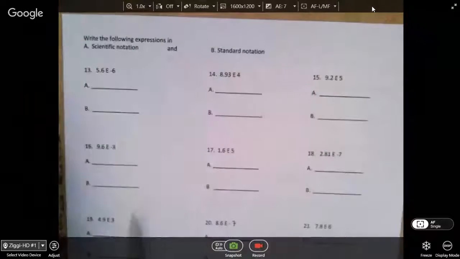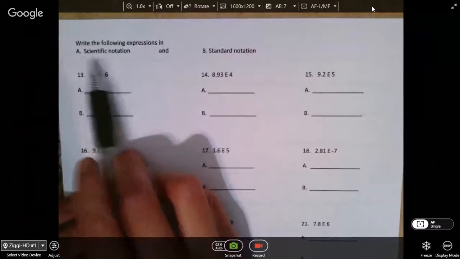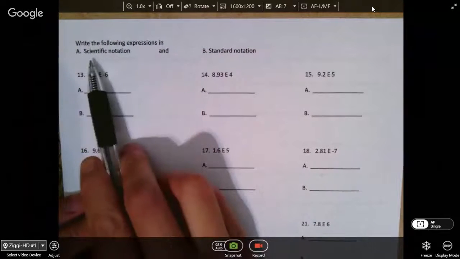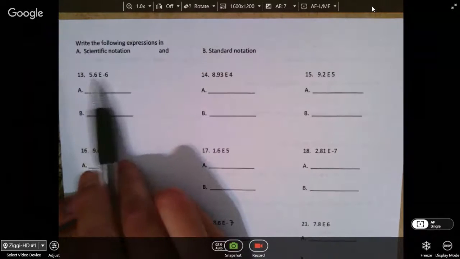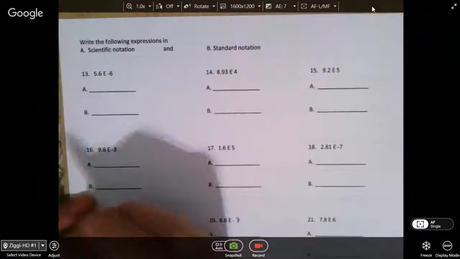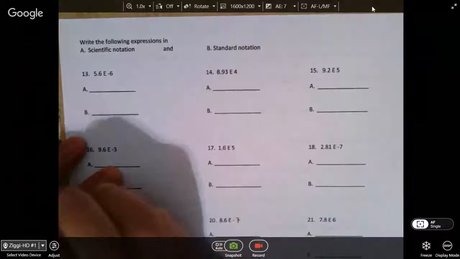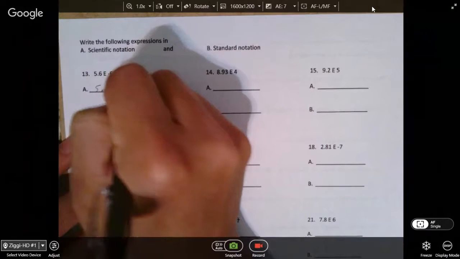So on this sheet, you're looking here, it says to write the following expressions in scientific notation in A and standard notation in B. And they give you E notation. This is an example of what the calculator would give you. So in scientific notation, this pretty much is scientific notation. You just have to write 5.6 times 10 to the negative 6.